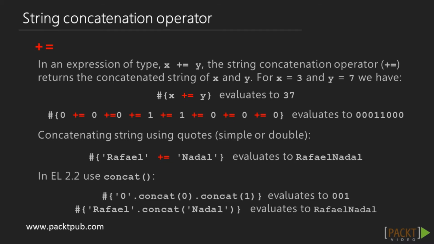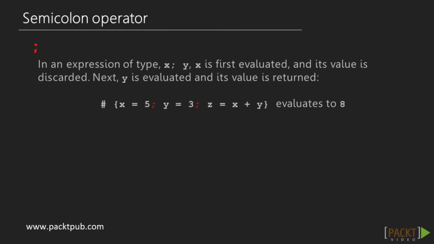Basically, the semicolon operator is like the Java semicolon statement, and it allows us to group a number of expressions together. In an expression of type x semicolon y, x is first evaluated, and its value is discarded. Next, y is evaluated, and its value is returned.